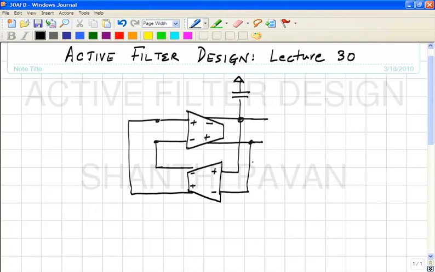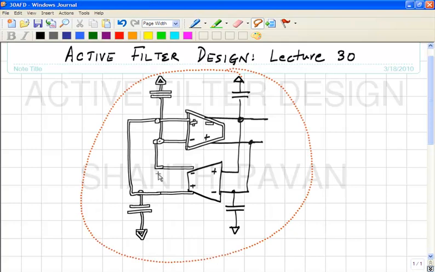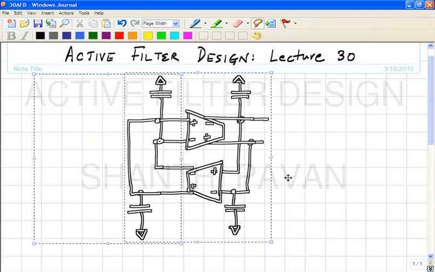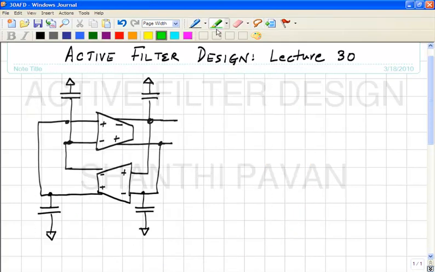And these capacitors represent the integrating capacitors, all right. And we saw that even though there is negative feedback for differential signals, right?